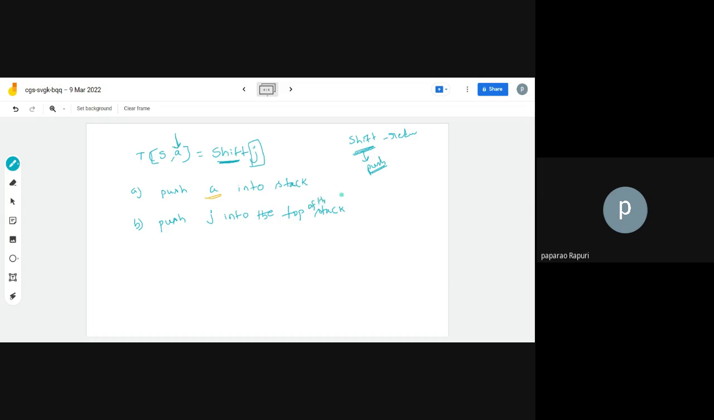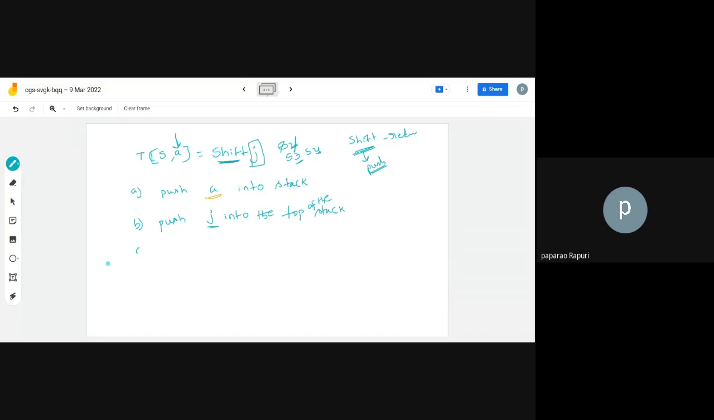Top of the stack. First we need to push A, the symbol we read, and next we need to push J. Sir, what is J? J means that there may be a chance of S2, or S3, or S4, like shift 2, shift 3, shift 4, where the numbering will be given. In that numbering, whatever number is there, that number we need to push into the stack. Here the number is the state number. That state number we need to push into the stack.